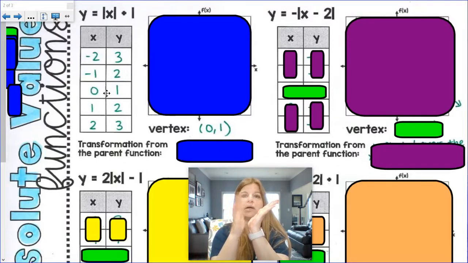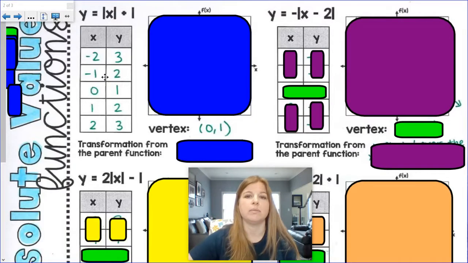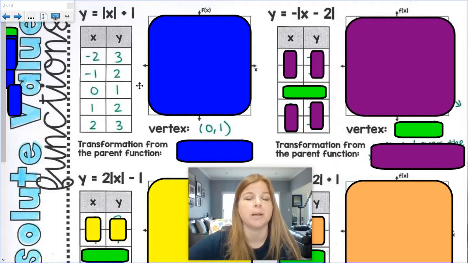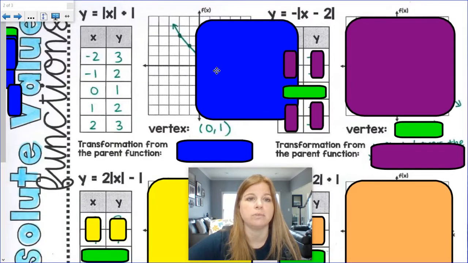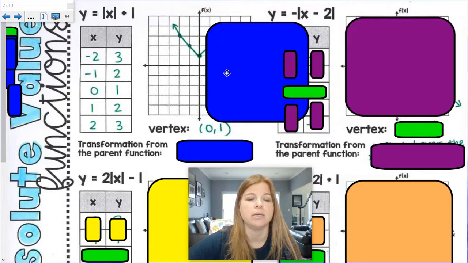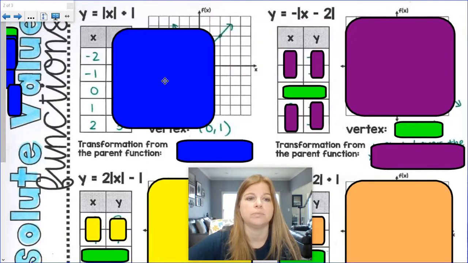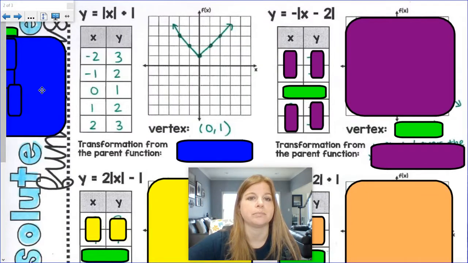Same thing if I look where my knuckles would be, okay? They have the same exact y value, but just different x values. And we actually had that in our previous problem as well. So let's go ahead and graph this. So -2, 3, -1, 2, 0, 1, and 1, 2, and 2, 3.